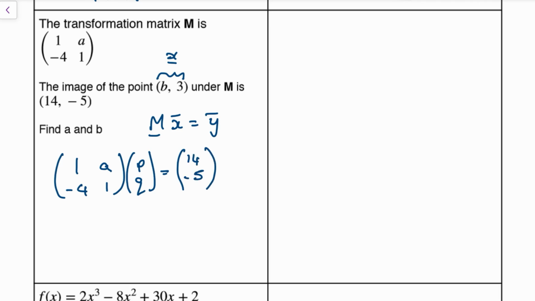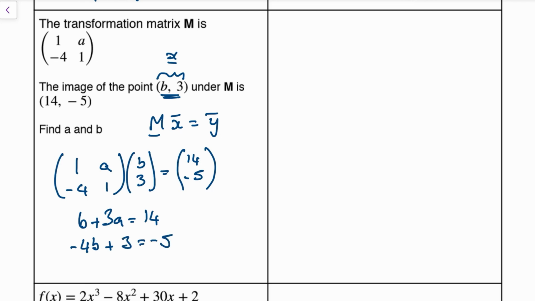And then actually reading the question correctly, rather than just moving on, it tells me to use B and 3, doesn't it? So let's change that. So I'm using B and 3 because that's what the question wants. Now, expand my matrix. So top row times the column. So 1 times B plus 3A is equal to 14. Then do the second row times the column. So minus 4B plus 3 is equal to minus 5.